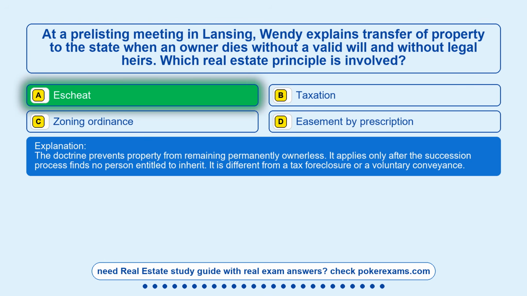It applies only after the succession process finds no person entitled to inherit. It is different from a tax foreclosure or a voluntary conveyance.